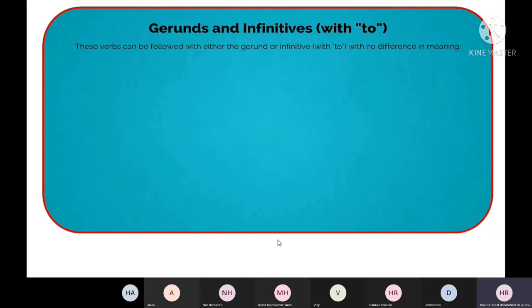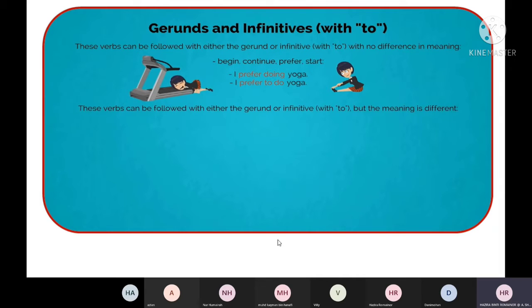These verbs can be followed with either the gerund or infinitive with to, with no difference in meaning: begin, continue, prefer, and start. I prefer doing yoga. I prefer to do yoga.